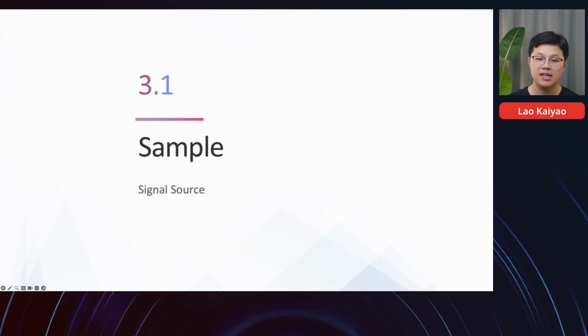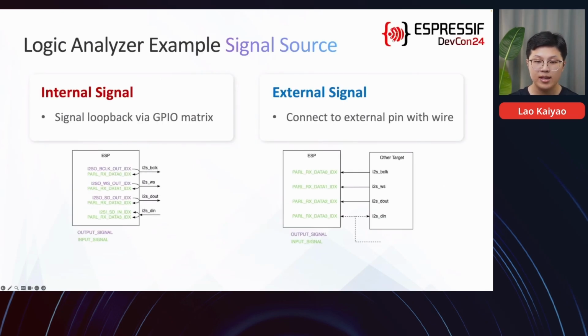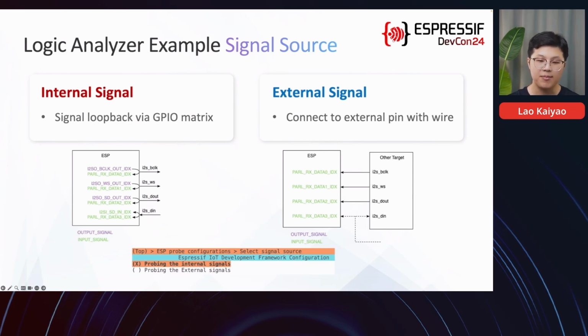So how do we sample the data in this example? There are 2 kinds of signals supported. We can sample either internal signals or external signals. The internal signal is based on the GPIO matrix feature. The GPIO matrix allows connecting one output signal and multiple input signals on one GPIO. That means the output signal can not only output the data to the GPIO, but also loop back internally to the input signals. Let me take I2S for example.